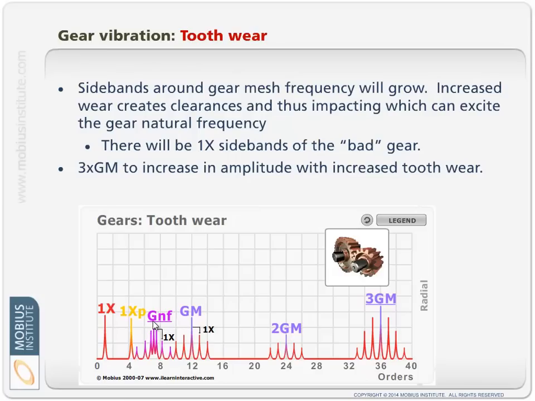Here's our gear natural frequency peak. It could show up anywhere, whatever the natural frequency is. And because of the nature of the vibration, we might see some sidebands around that. That's one thing. But we're also just looking at how this gear mesh peak changes in amplitude.